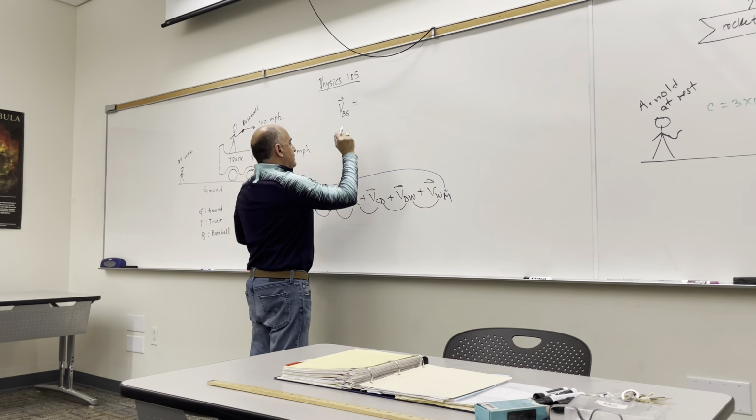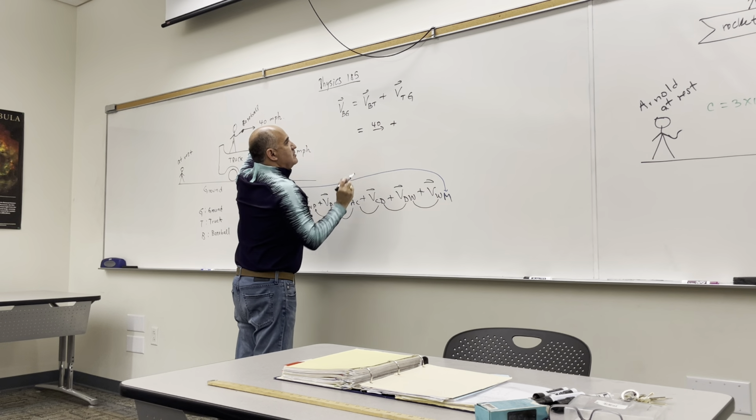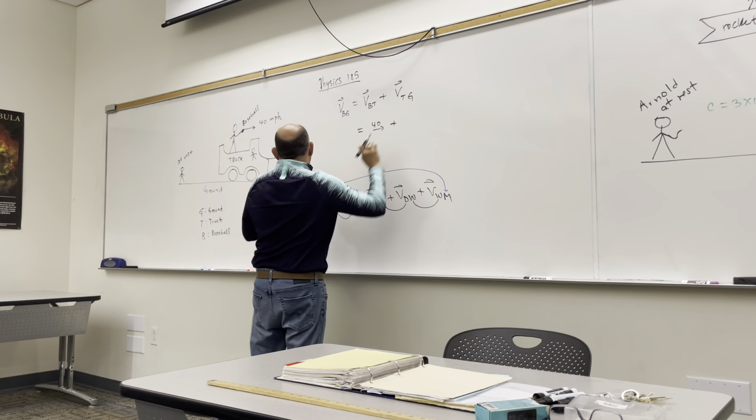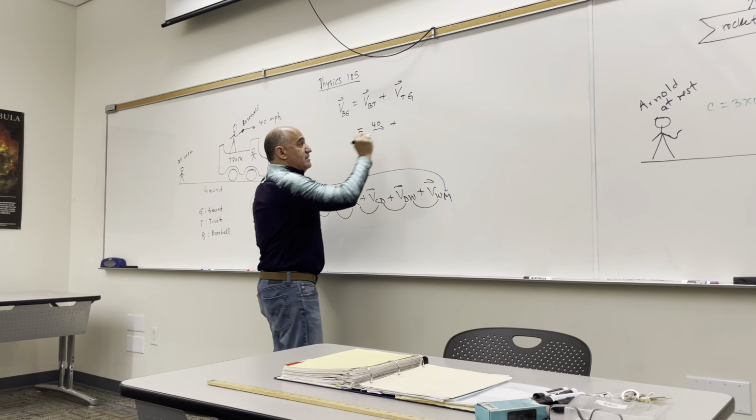T for truck, right? So therefore, I should write over here T and T. So what is the velocity of the baseball relative to the truck? Baseball relative to the truck is 40 miles an hour to the right, plus. And what is the velocity of the truck relative to the ground? Well, the truck relative to the ground is traveling at 60 miles an hour to the right.